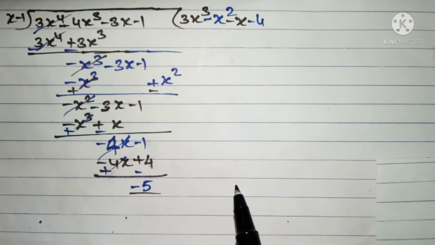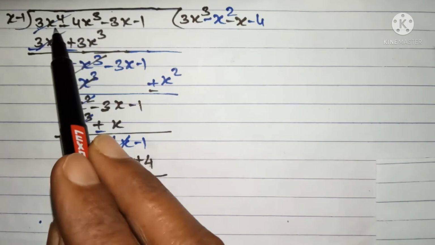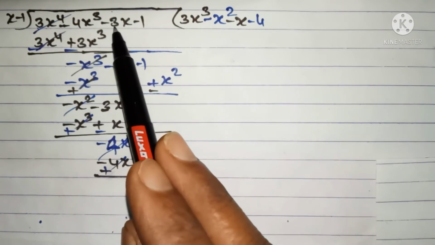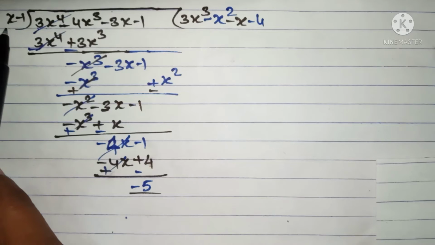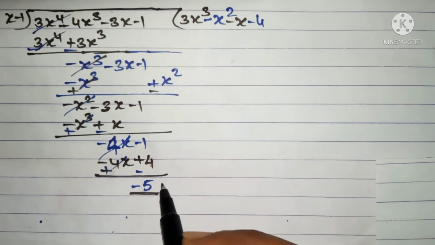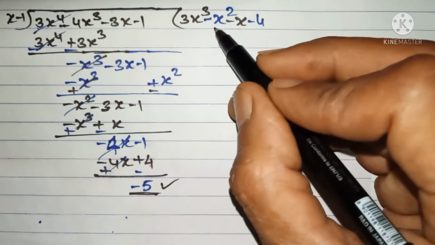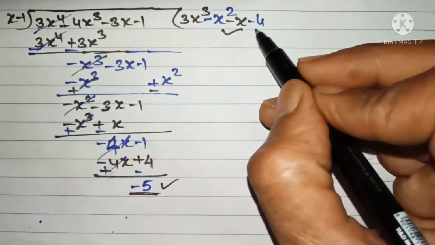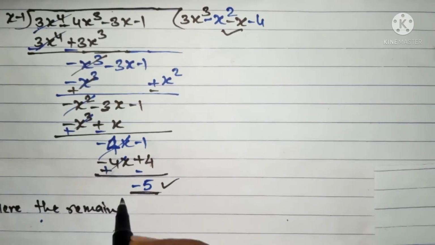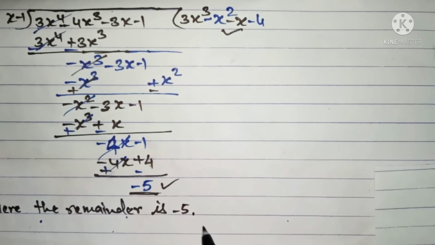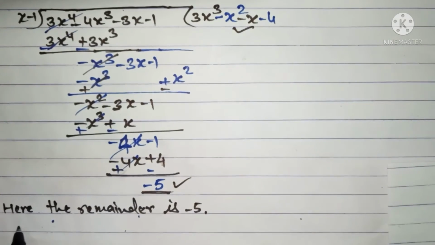In this example, we have divided the polynomial 3x to the power 4 minus 4x to the power 3 minus 3x minus 1 by a monomial x minus 1. We have minus 5 as a remainder and 3x to the power 3 minus x square minus x minus 4 as a quotient. Here the remainder is minus 5. We have x minus 1 as divisor.